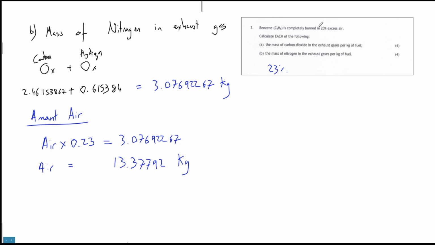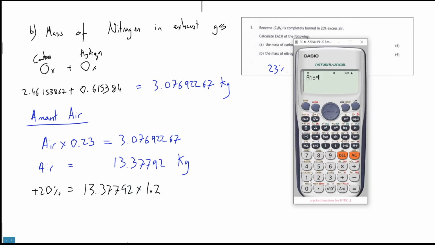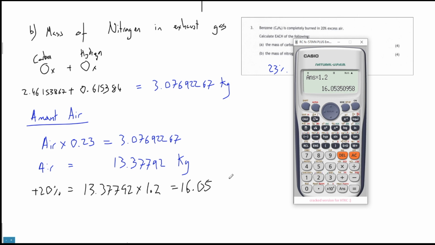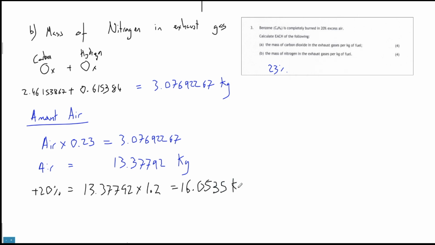Now we're going to add 20%. So let's add 20% of the air because we're going to burn it in excess. So we just take this amount, 13.37792, and times it by 1.2. That'll be adding 20%. Times by 1.2. 16.05, 16.05, 35 kg of air required. This is air with a 20% excess.